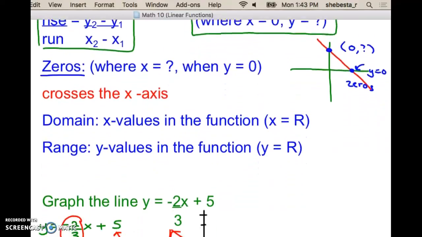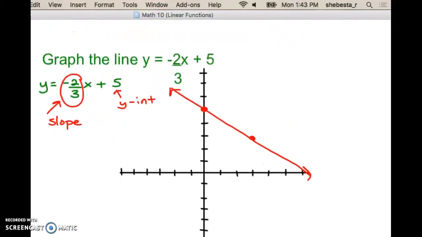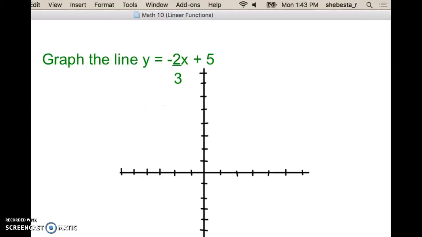We're going to go ahead and do a practice graph, which I already graphed for you. Let me erase this real quick just to start from the beginning. So right here, graph the line y equals negative 2/3 x plus 5. You write that out: y equals negative 2/3 x plus 5. A little bit easier to see like that. The last number is your y-intercept, so it's 5. And the number in front of x is your slope.